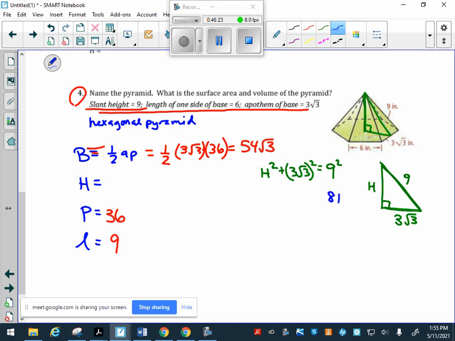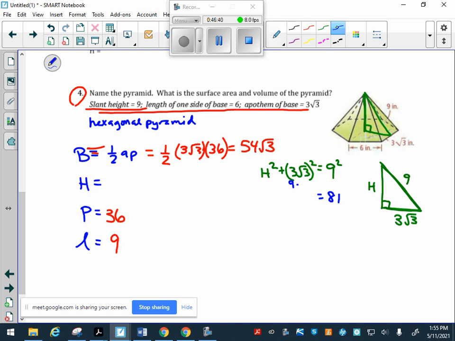Nine squared is 81. 3 root 3 squared. Careful now. Everything is getting squared. 3 is getting squared. What's 3 squared? Got it.